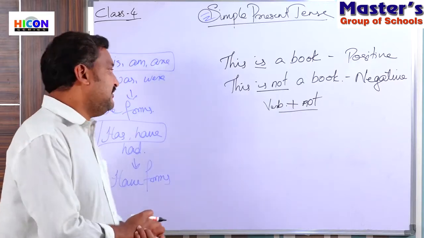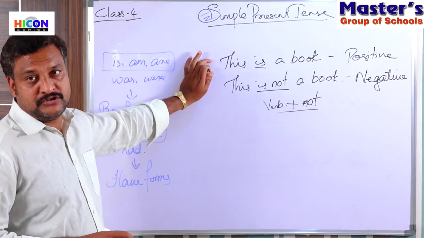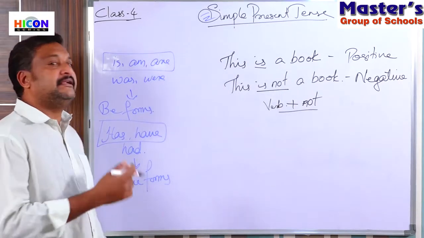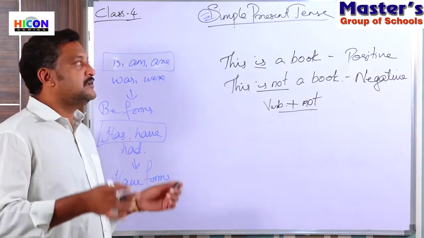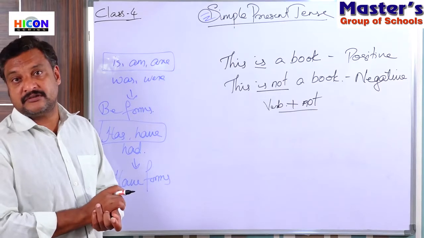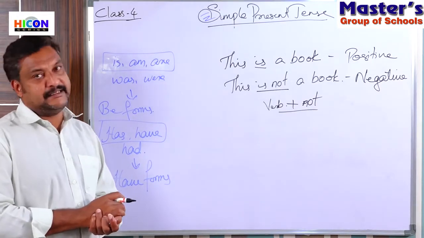The same way we can add not to the be forms also. So we can frame the negative of simple present tense. Even though we use do forms or have forms, we can add not to that and make their negatives.